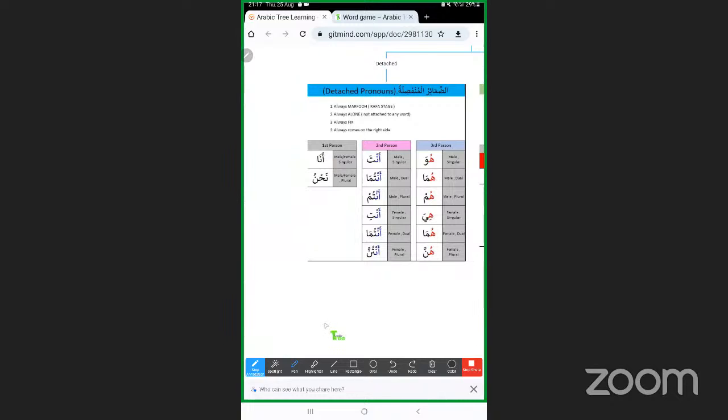This is called taking out the pattern. If you understand the pattern, life will be easy, and especially Quran will be easy, and especially Arabic will be easy. Arabic is nothing but pattern. You have to understand the pattern. Once you get the pattern, everything will become really easy for you.